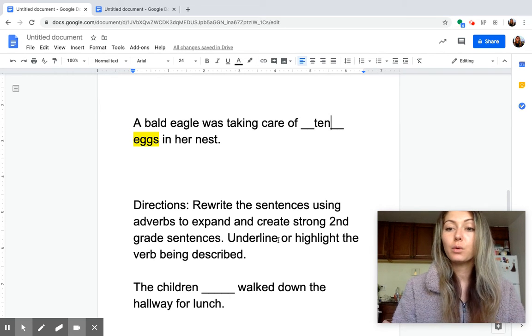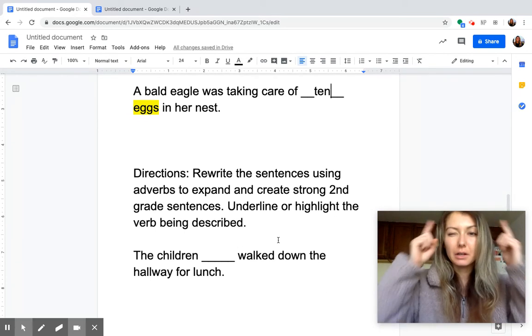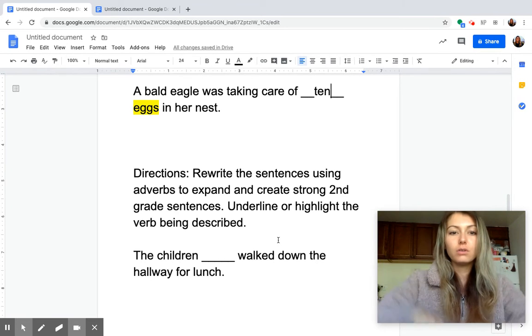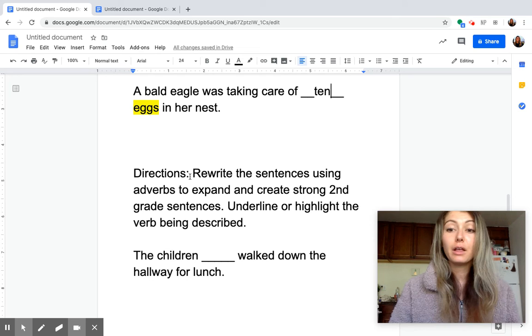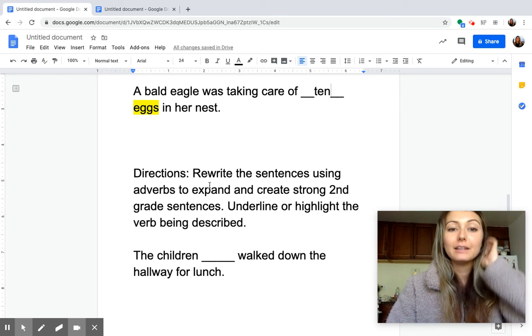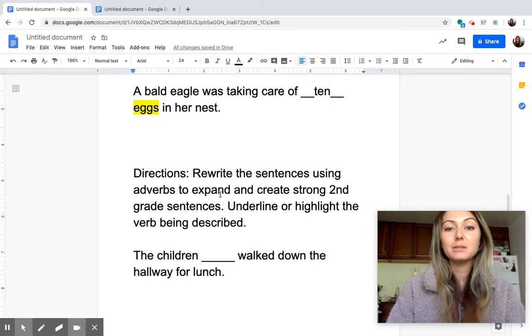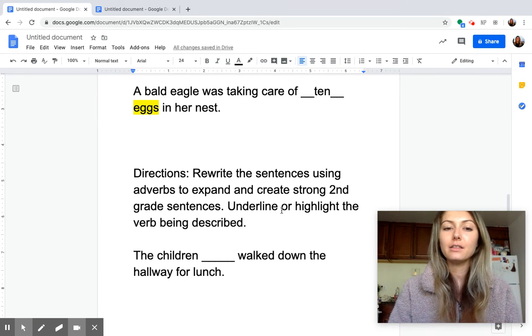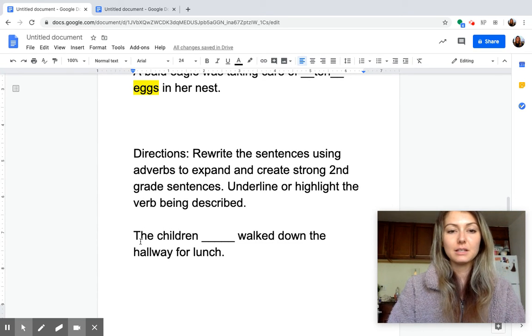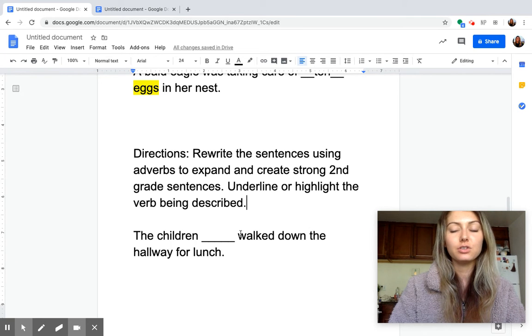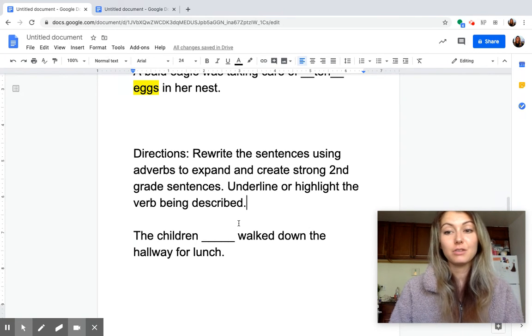So we just did a lot of work with nouns and adjectives. Now we're going to switch our brains over to verbs and adverbs. So our directions are the same, but we are rewriting the sentence using adverbs to expand and create strong second grade sentences. We're going to underline or highlight the verb being described. So in our first example here, it says the children blank walked down the hallway for lunch. What is the verb being described here?